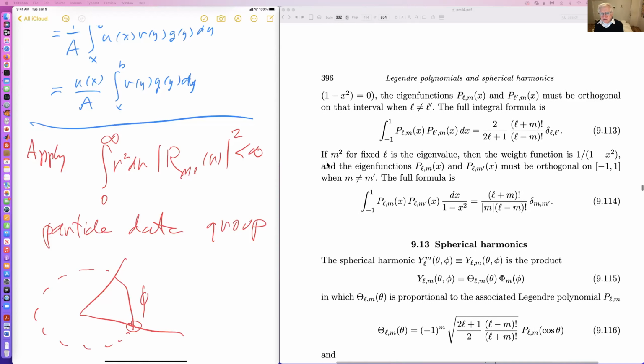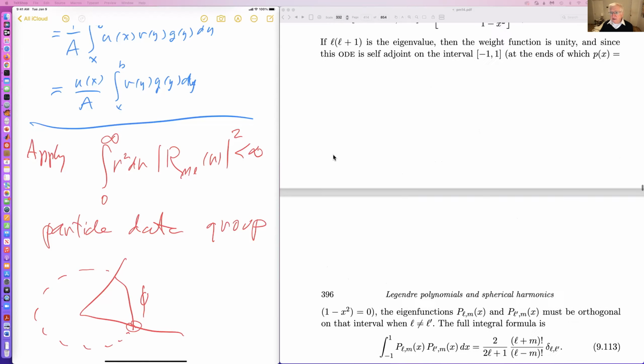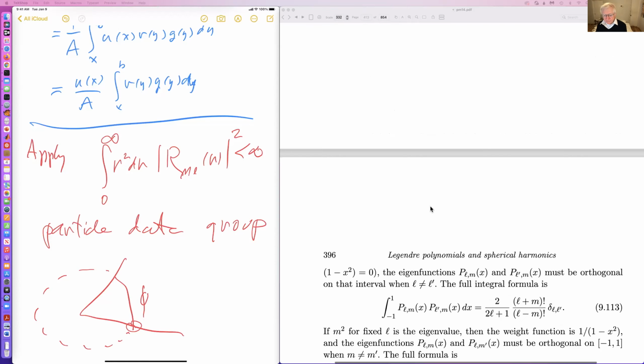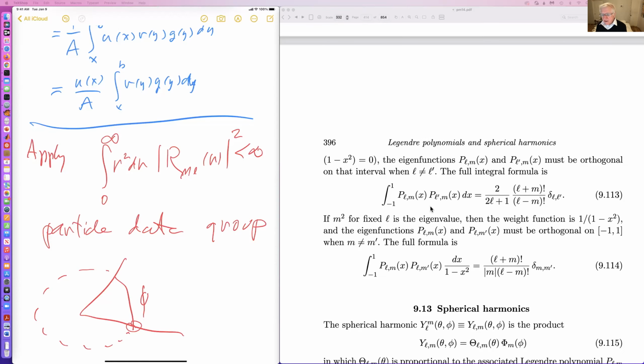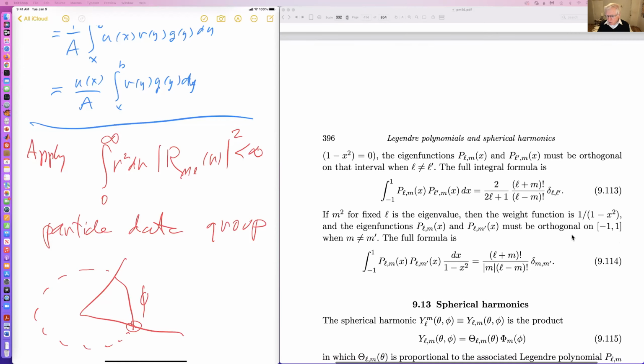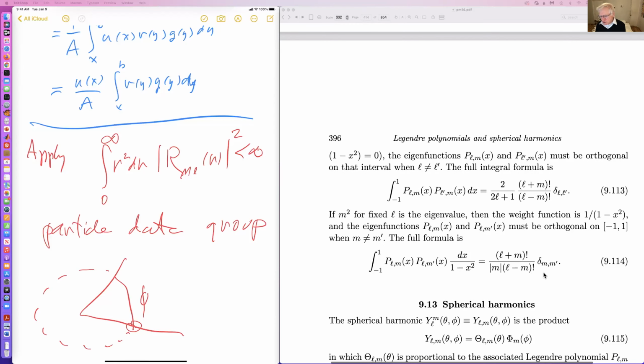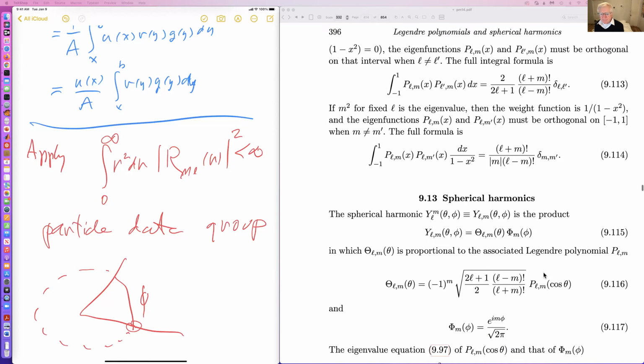If on the other hand, you take m squared for fixed L as the eigenvalue, then the weight function is 1 over (1 minus x squared). The eigenfunctions must be orthogonal when m is not equal to m prime, both having the same value of L. So for PLM times PLM prime, and now we divide by (1 minus x squared), they're proportional to delta m m prime.